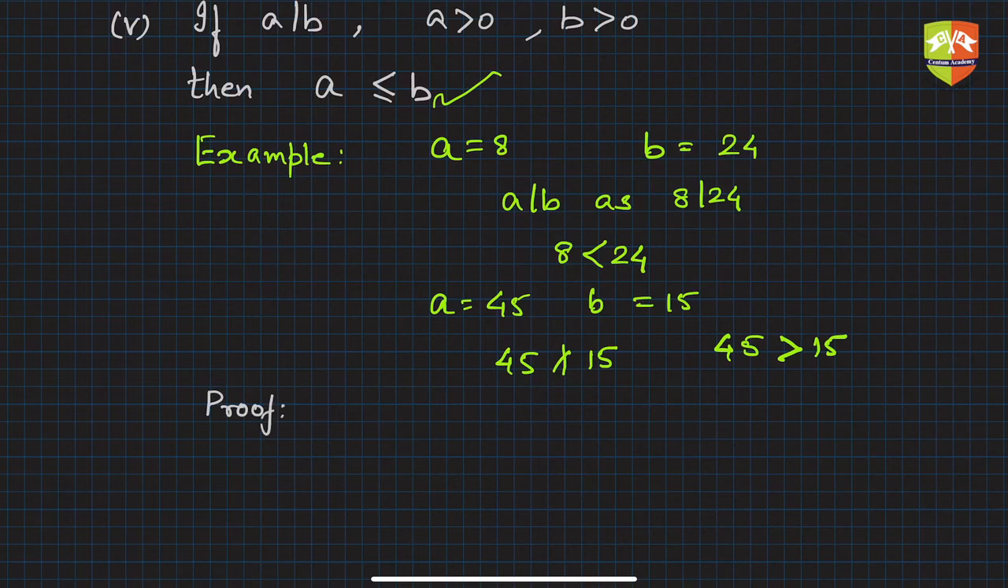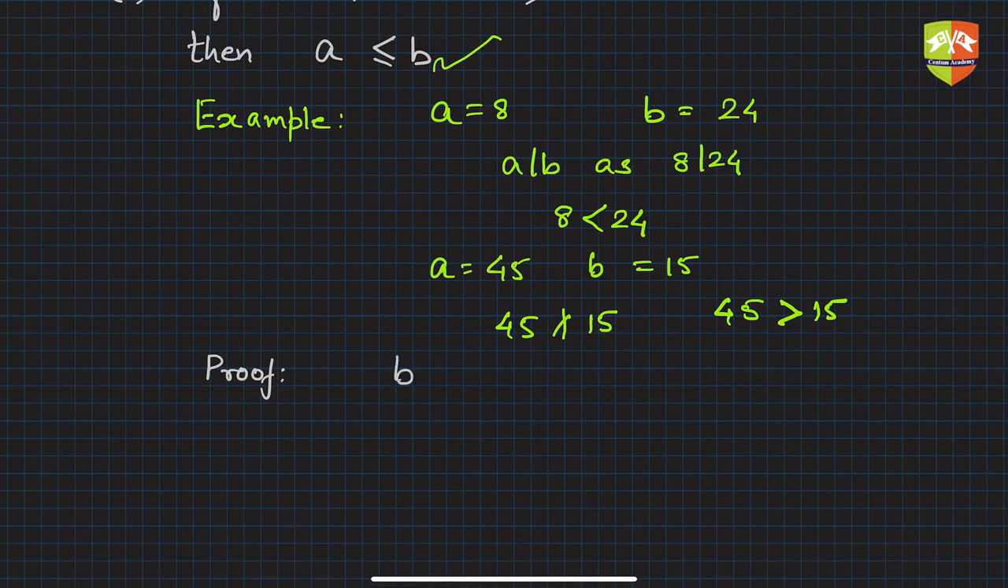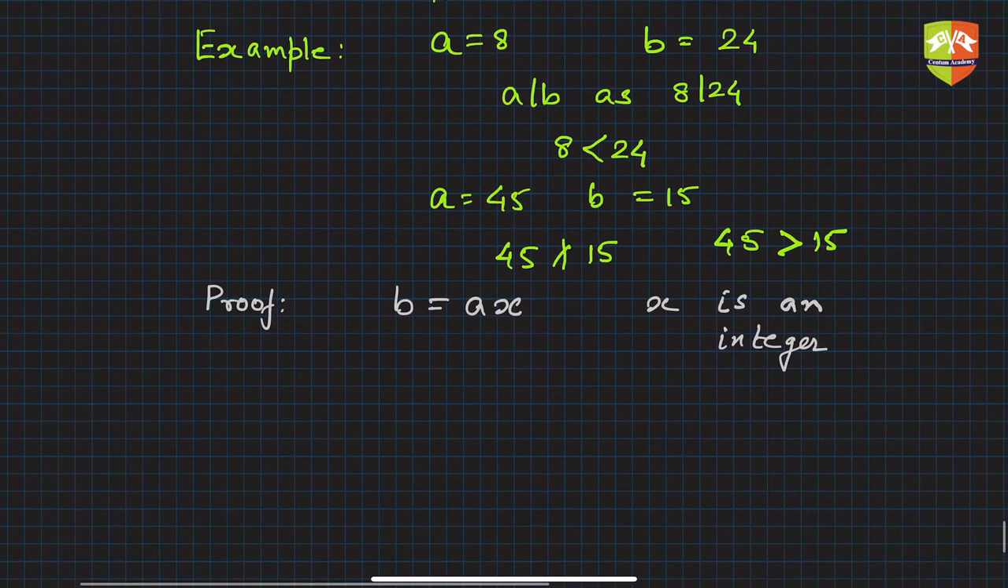Let's prove it. Again, we will go by the basic definition of divisibility. So you'll get X as an integer. I hope there is no difficulty in understanding this. X is an integer. Clear? So my friends, B by A is equal to X.